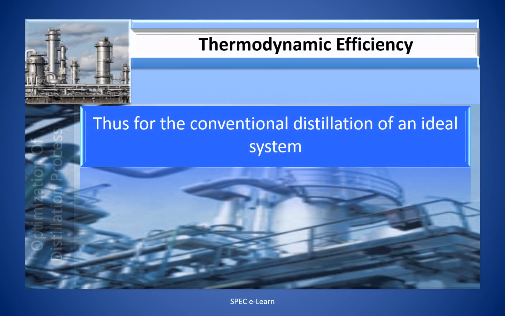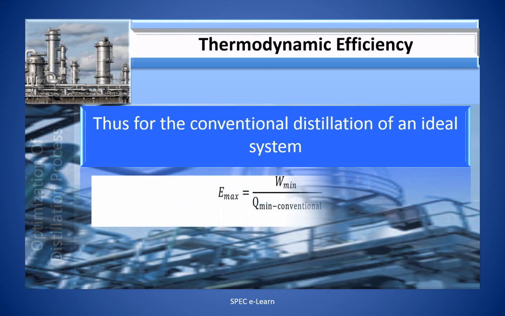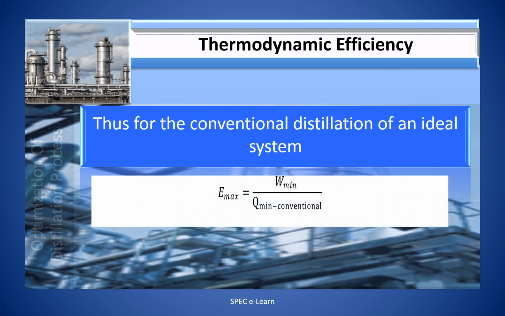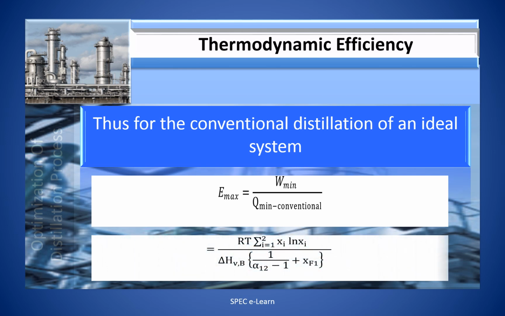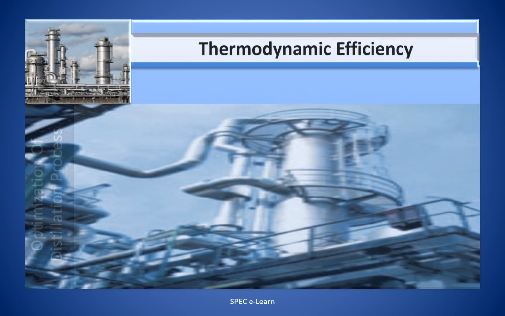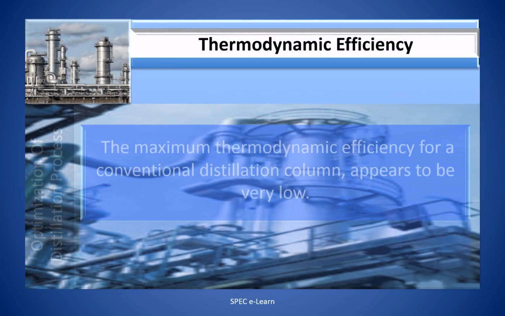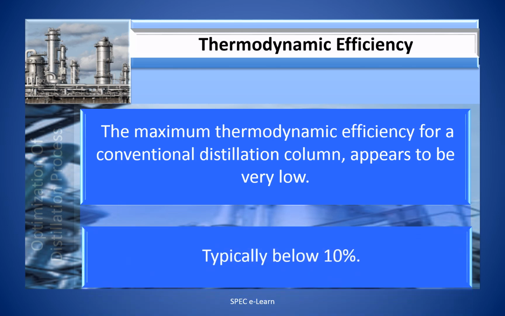Thus, for a conventional distillation of an ideal system, the maximum thermodynamic efficiency, which is the ratio of minimum work for separation divided by the minimum energy required for the separation, can now be determined by substituting the expressions for minimum work and minimum energy. The maximum thermodynamic efficiency for a conventional distillation column appears to be very low, typically below 10%.